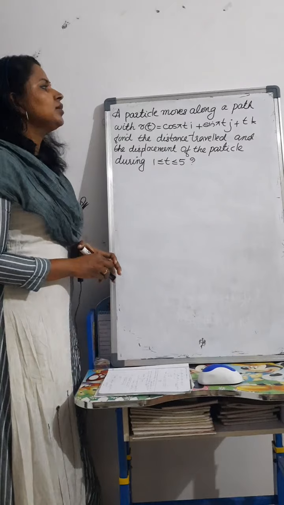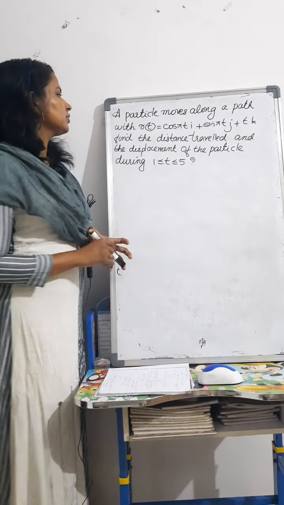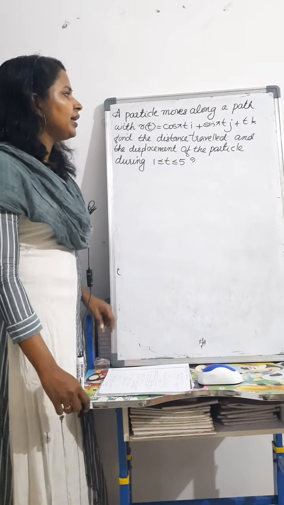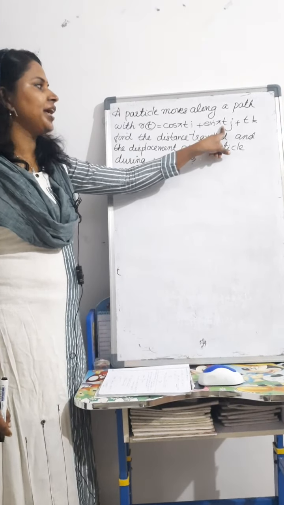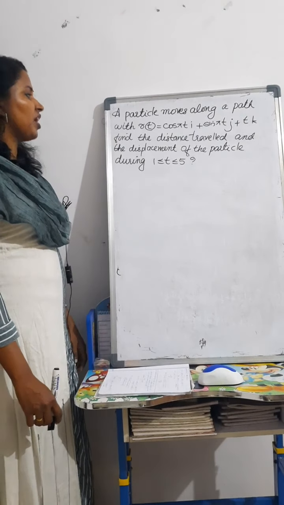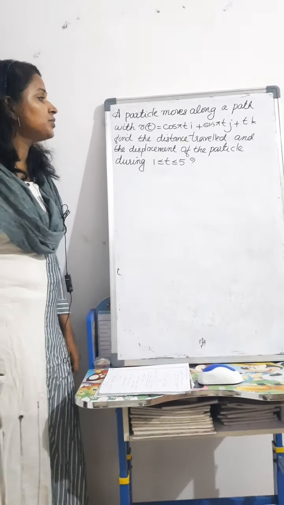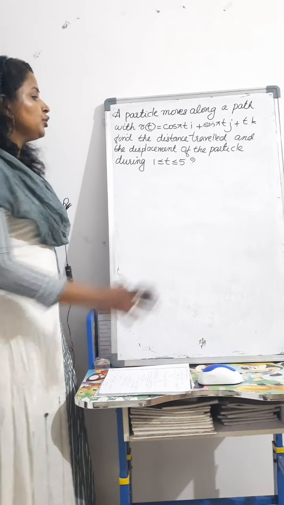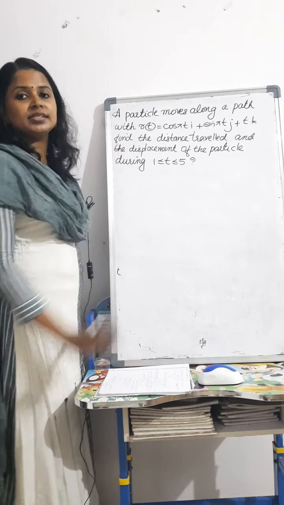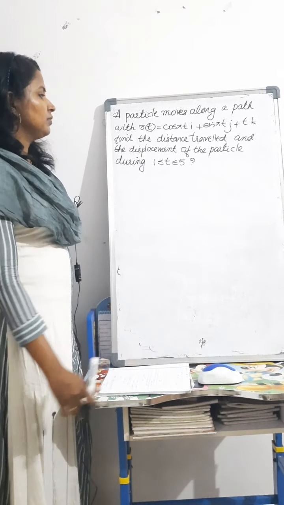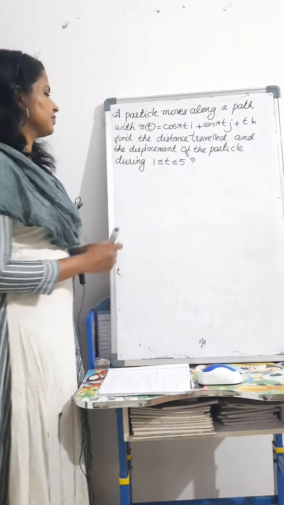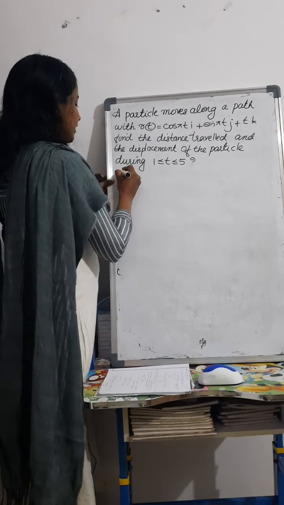A particle moves along a path with r of t equal to cos pi t i plus sin pi t j plus t k. Find the distance travelled and the displacement of the particle during the interval 1 less than or equal to t less than or equal to 5. Listen, first distance.